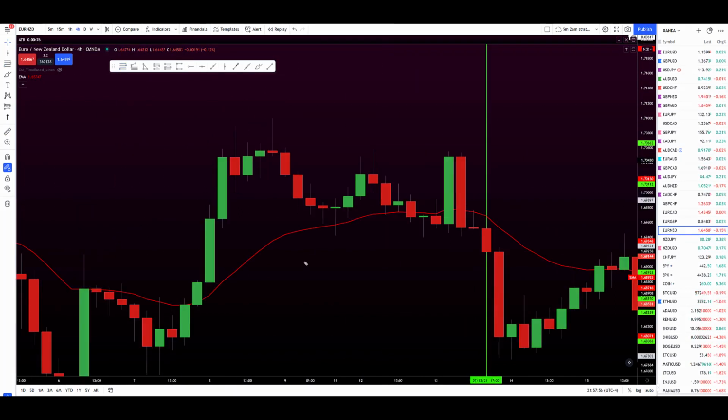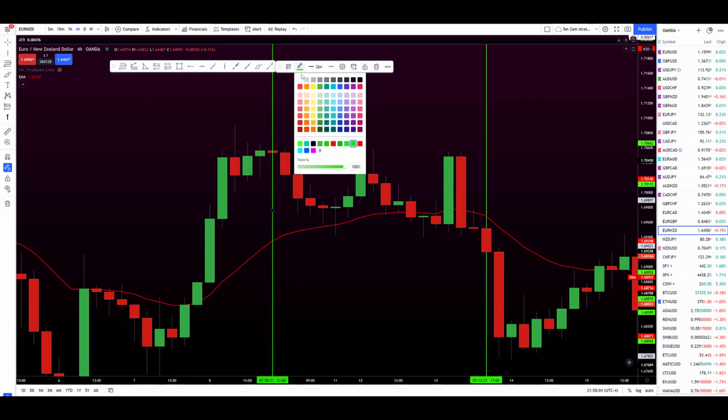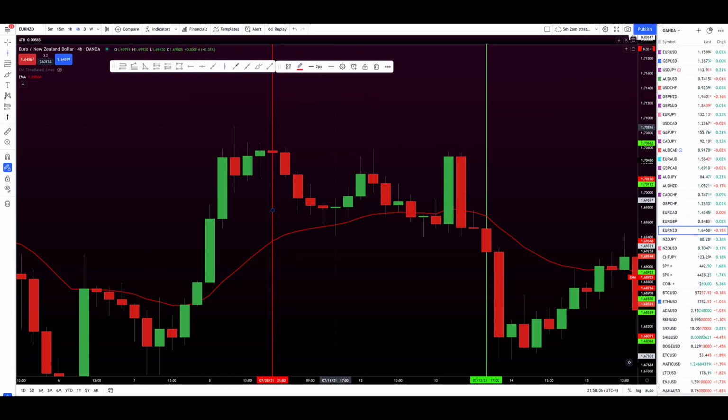Let's see. Hey guys, so I noticed that I made a mistake and did not mark this as a losing trade while doing my double checking. So what I'm going to do is go ahead and plop this in here as a losing trade with a red vertical line. And let's get back to the video.